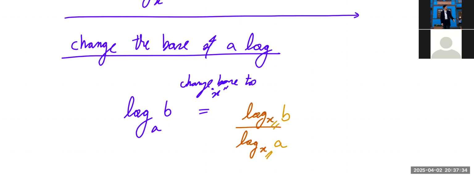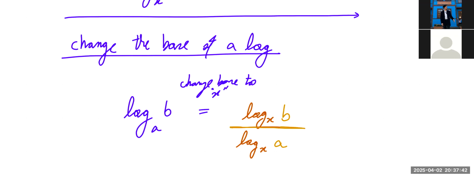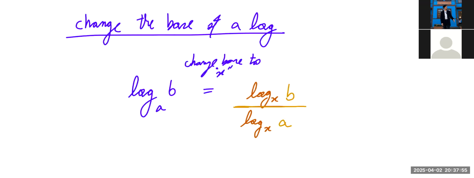Of course, it looks messier than it used to because you broke it down into two logs, but collateral damage. You've achieved your goal. You've changed the base to x. So again, you could have put anything here, y, z, literally nothing changes. The format stays the same. So you can very easily change the base of any log you want by simply using this formula.